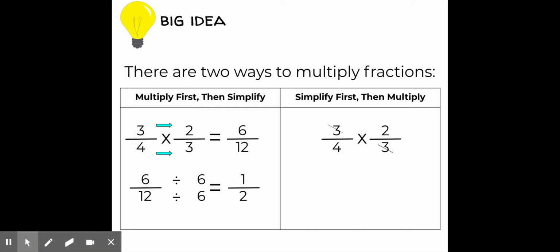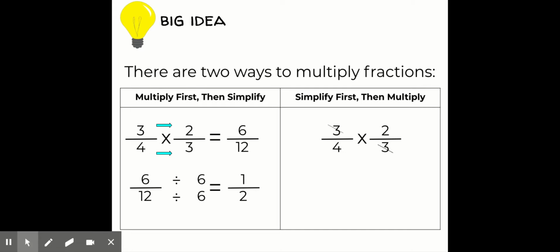Now, I'd like to ask you this question. Use what you know about multiplying fractions and area to find the area of this rectangle. You can go ahead and pause and try it on your own, or you can stick with me and we can do it together. Well, I know that area is length times width.